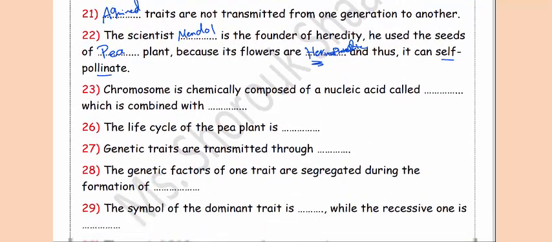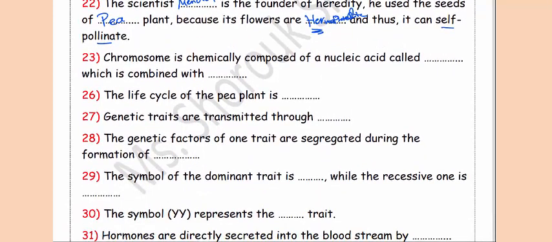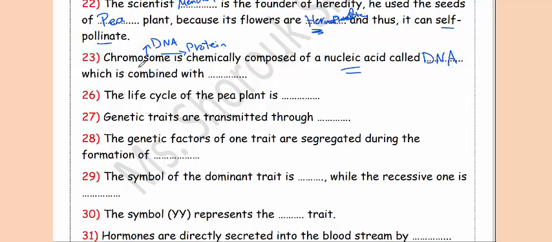Question number 23. Chromosome is chemically composed of a nucleic acid called what, which is combined with what? We know already that chromosome is made up of 2 things. What and what? Chromosome is made up of DNA and protein. So the nucleic acid is which one of them? Nucleic acid is DNA, which is combined with protein.